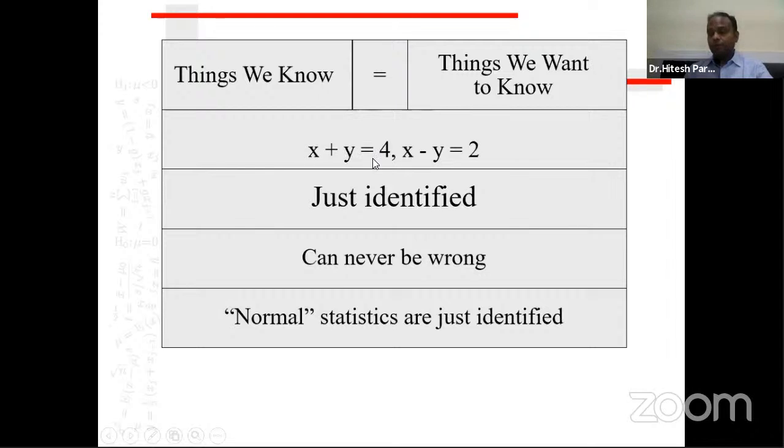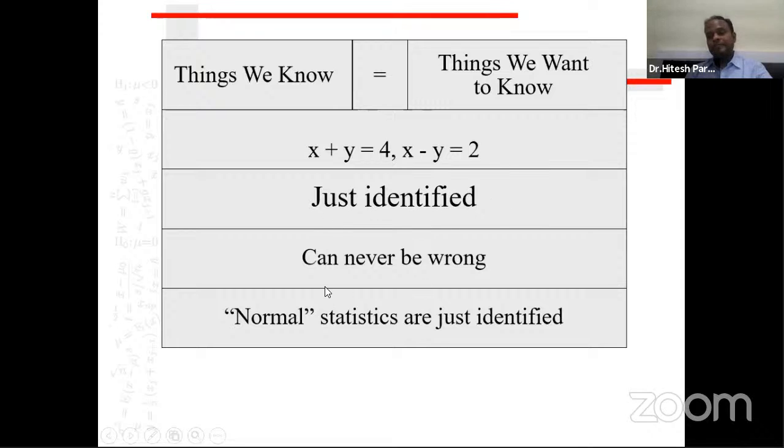Now x plus y is equal to 4 and x minus y is equal to 2. Things we know are exactly equal to things we want to know. So it is known as just identified. We will solve what is x and what is y. If this information is given, we will be able to solve these equations. So it is called just identified.